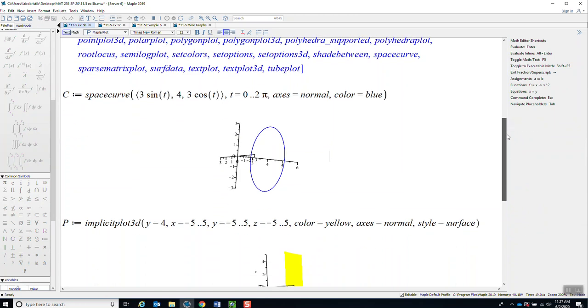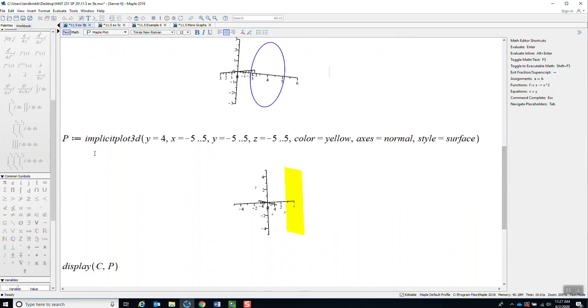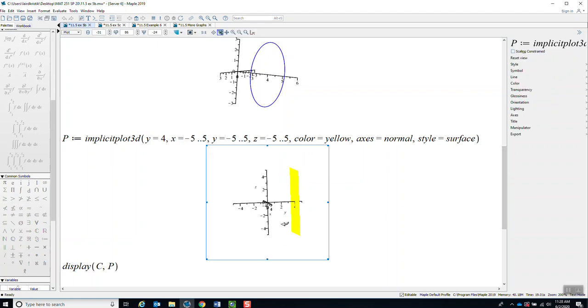In my next command, I'm going to go back and plot the plane. Remember that to plot, it's an implicitplot3d, and I'm naming my plane P for plane. So my plane is y equals 4. I told it -5 to 5 on all three axes, and I'm graphing it in yellow. Normal axes, surface style. So here's my plane, y equals 4.